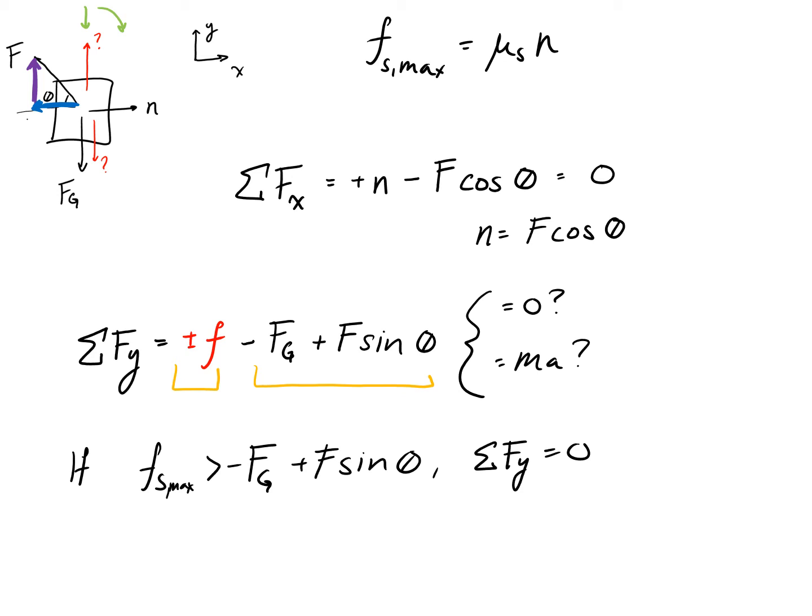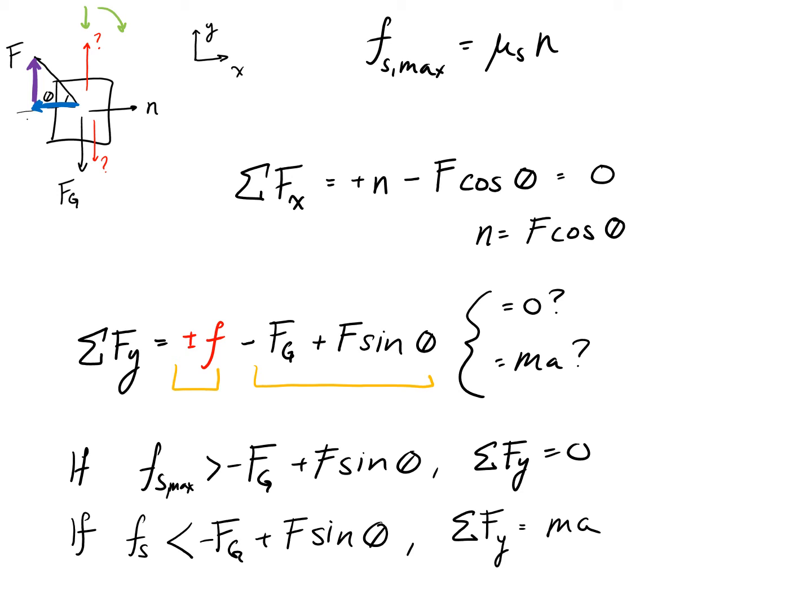If that's not true, so if our static friction force is less than the force due to gravity plus the push force sine theta, then my object is accelerating. And the direction it accelerates is going to be dependent on if the force due to gravity or the push force is stronger. So I need to kind of separate the two and solve them separately.